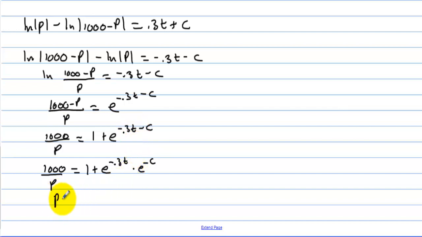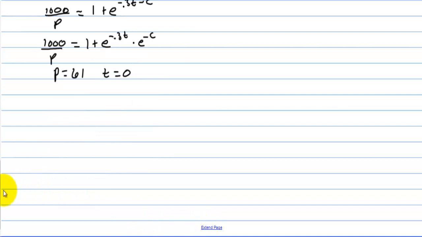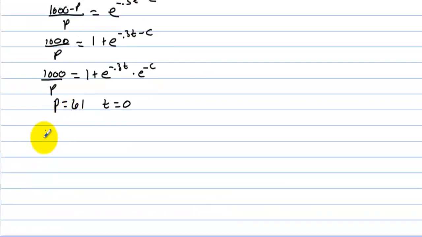Now it's time to introduce the point that we're given. We're told that P equals 61 when t is equal to 0. And this is going to allow us to find that constant. We have 1,000 over 61 is equal to 1 plus e to the 0 times e to the negative C.